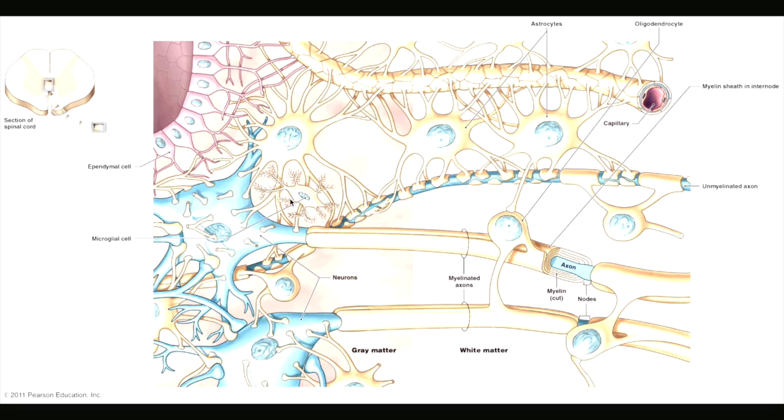This type of glial cell here is called a microglia. They are the immune system of the central nervous system. So if any foreign invaders somehow got in, they would take care of it.